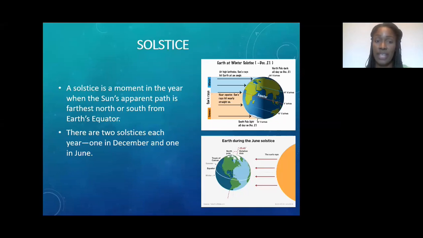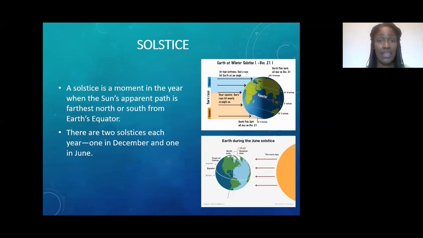solstices here. One in December, we said, and one in June. Can anyone tell me what happens in December? What season do we have? Can you type it in for me, please? So make sure you understand. Yes, so that's the winter solstice. Can anyone tell me what happens in June? What season? Yes, it's the summer solstice.